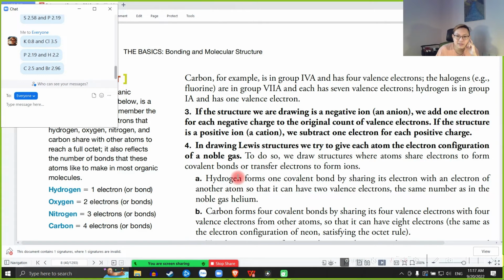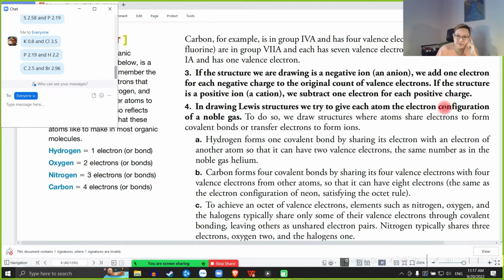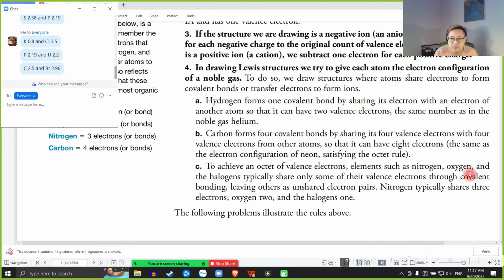Okay. Yeah. Now, in drawing Lewis structures, we try to give each atom an electron configuration of a noble gas, or 8. Okay, let's just read this rule now. A, hydrogen atoms. I think you need to know this rule. So hydrogen will try to have two. It has one to begin with, and tries to have two.